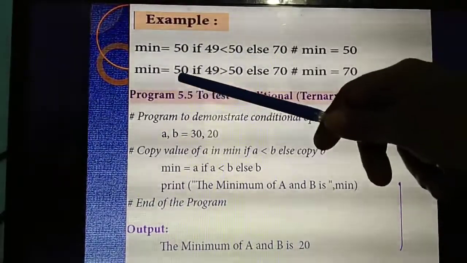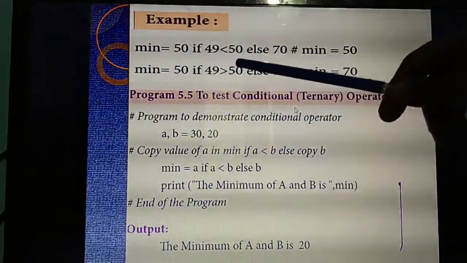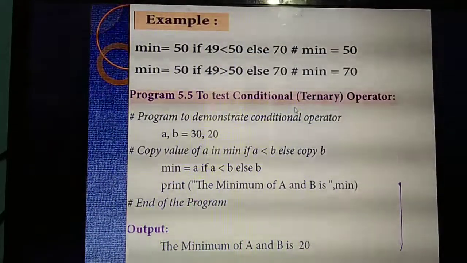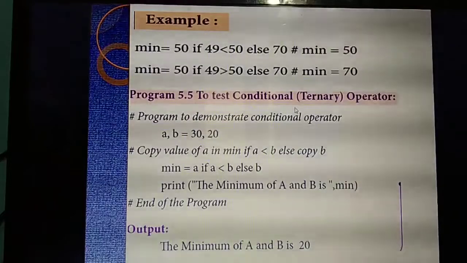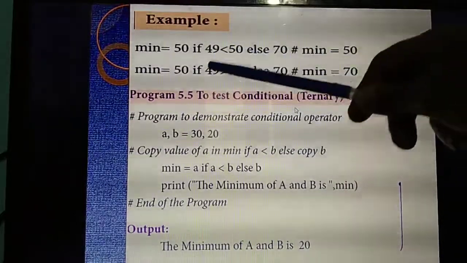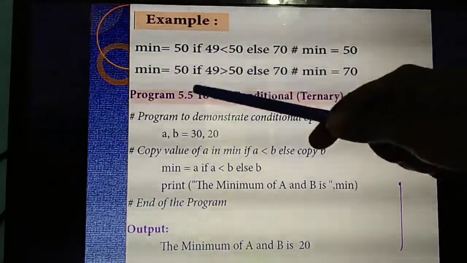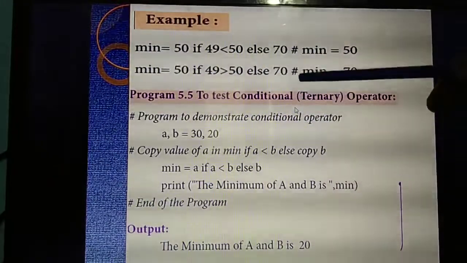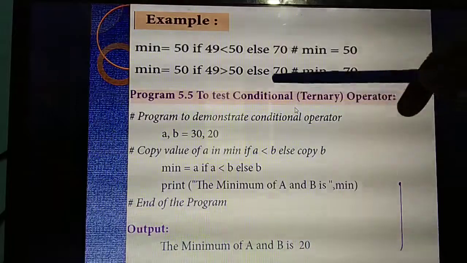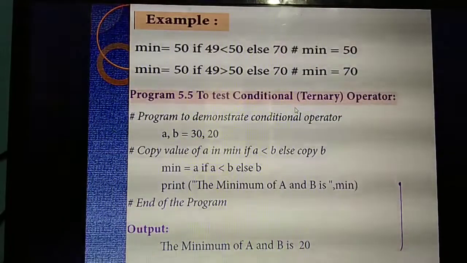Next line, see. The same question, 49 greater than 50. I have given the statement minimum equal to 50. But if 49 greater than 50, is 49 greater than 50? No. So the condition is false, so which block will execute? The else. What's the answer I will get? 70. Understand?